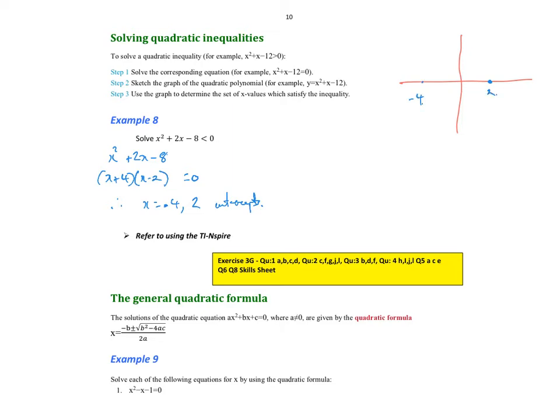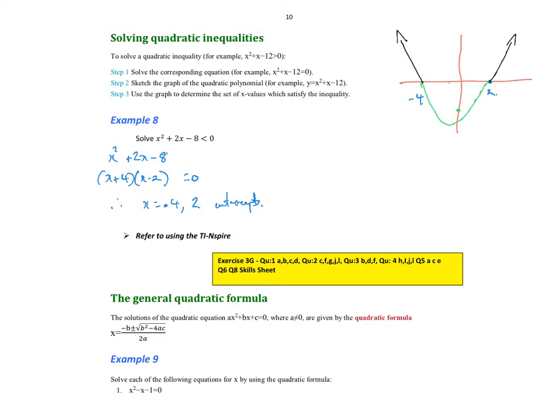So let's sketch the graph. The y-intercept is at negative 8. And so it's probably going to look a bit like this. I probably haven't got the scale right, so I'm going to split it up a little bit. And let's sketch it like that. Okay, so there's our parabola.